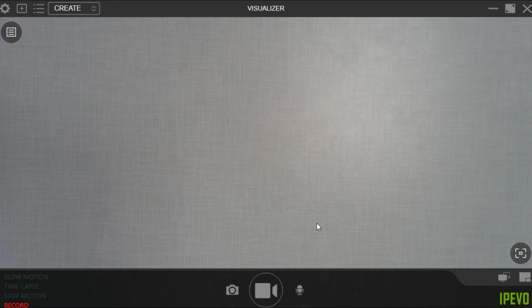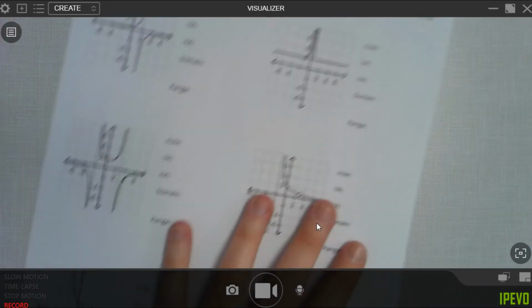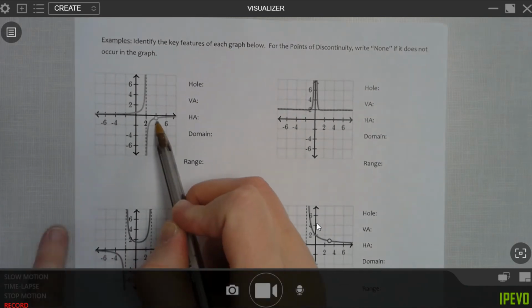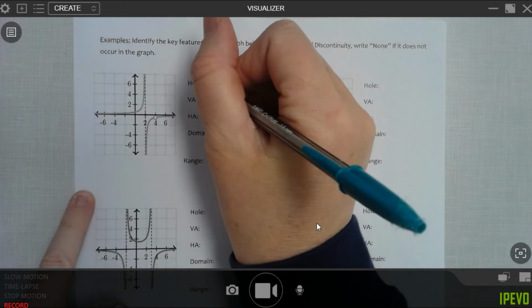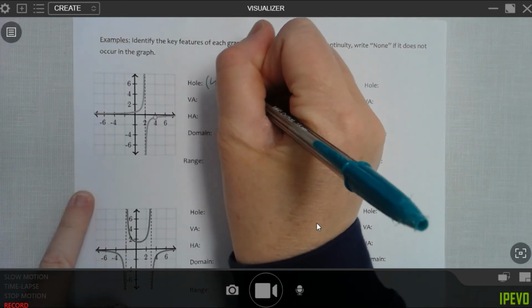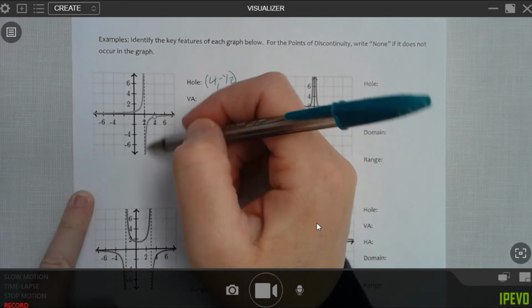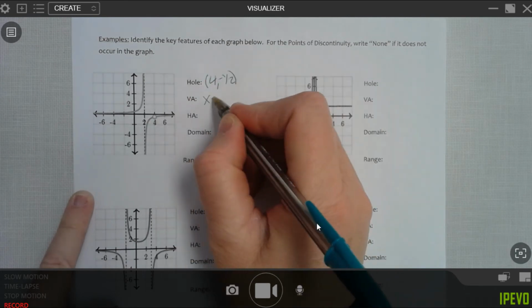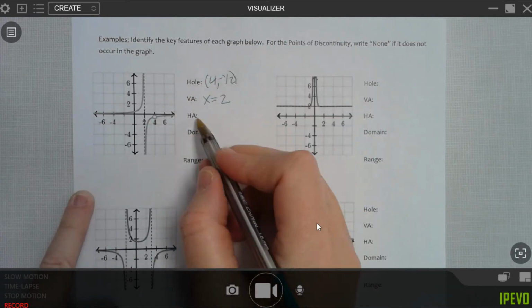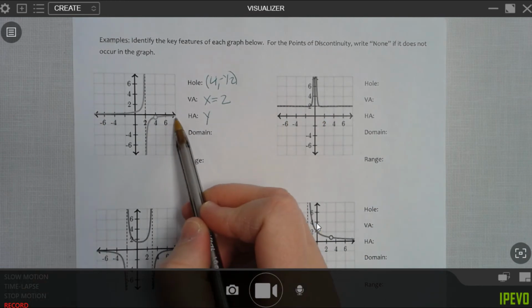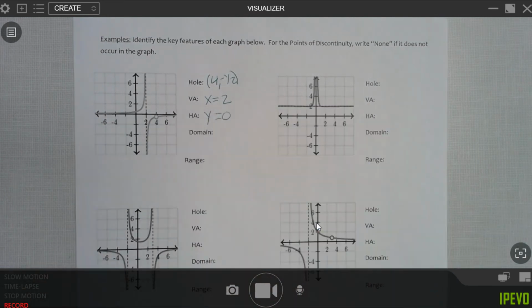So now on the back of these notes, we're going to go ahead and identify all these key features. You're just going to look at the graph and we're going to talk about where everything happens. So first, the hole happens right here. I'm going to say that's 4, negative a half. Okay, so that's your hole. A vertical asymptote is a line that goes up and down. So that happens at 2. Remember, it's always an x equals. And then horizontal asymptote is y equals. And it looks like our graph is approaching the line of 0 right here. So we're going to put y equals 0.